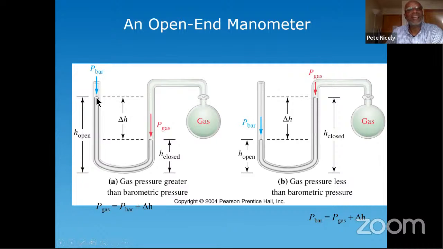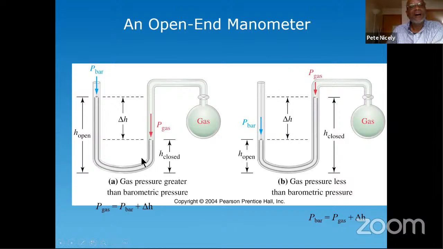On the other hand, on this side here, because this is open, the atmospheric pressure will be acting on the surface of the mercury at this end right here. So that's what P bar represents. P bar is the atmospheric pressure or the barometric pressure. It's the same thing.